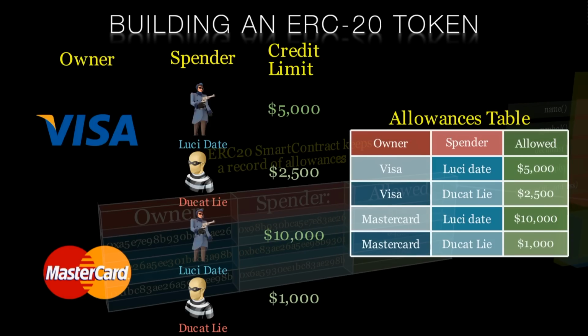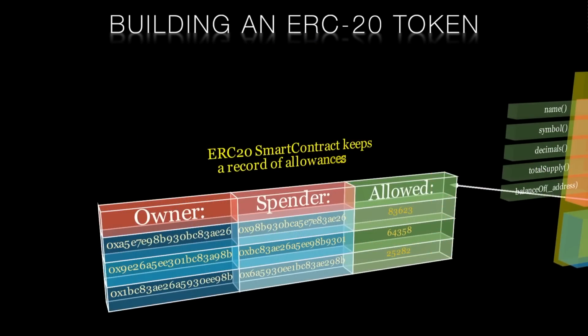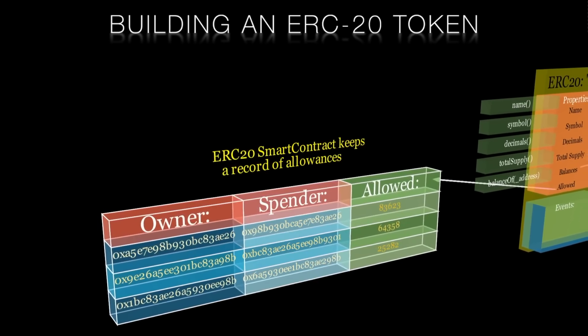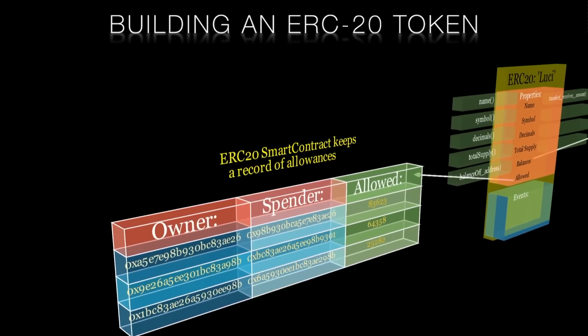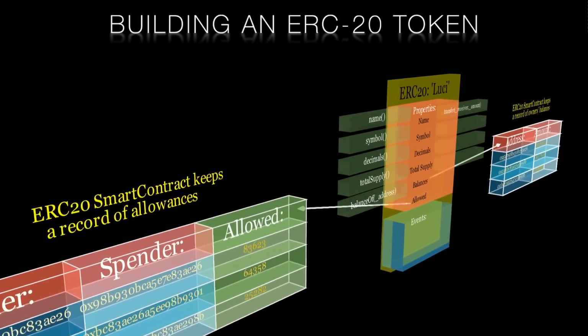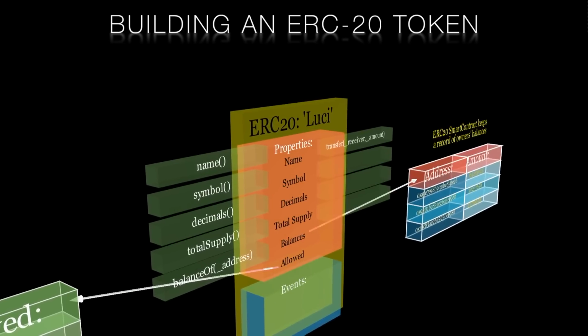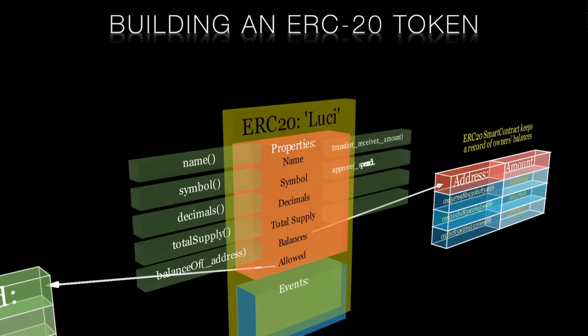The allowed mapping in the ERC20 contract does exactly the same thing. It allows a third-party contract to transfer funds, but only up to an agreed limit. The ERC20 standard contract requires an approve function to update this mapping.